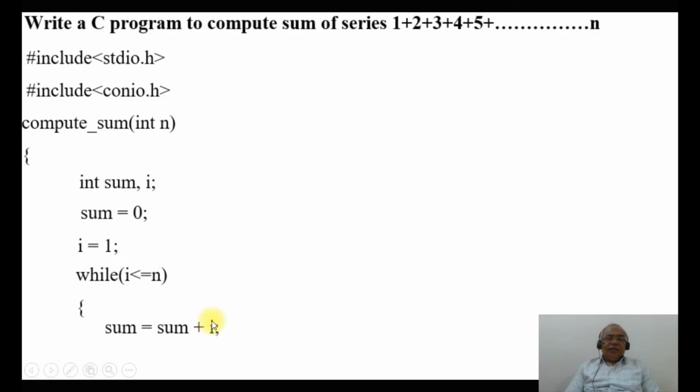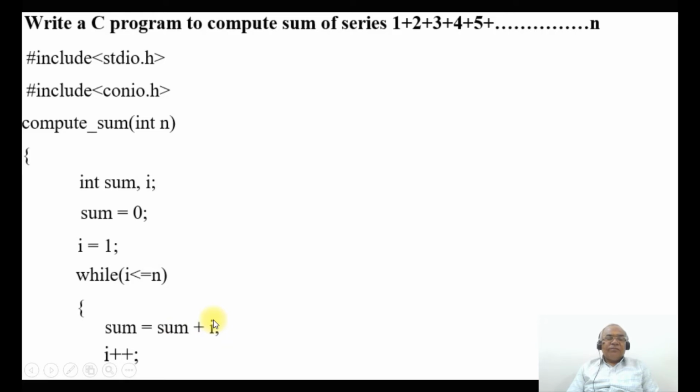Then what happens? Then it will take i is equal to i plus plus. That means i is equal to i plus 1, i plus plus. You can write in either form. It is the increment. So then i is equal to, what is the previous value of i? The previous value of i is 1. So 1 plus 1 becomes 2. Is 2 less than or equal to 5? Yes. Then it will execute sum is equal to sum plus i.